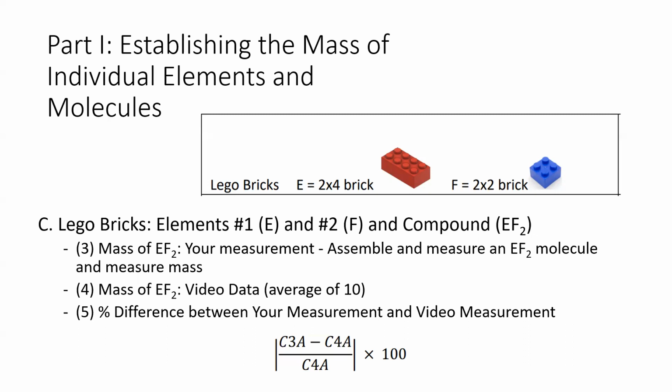The last part in part C is to calculate the percent difference between your measurement and the video measurement. So it tells you exactly which data to use to plug in to the percent difference equation. So look for C3A and C4A. These lines here, right, the vertical lines represent absolute value. So in case you were to get a negative number, just change it to a positive number and then multiply by 100 to get your percent difference.